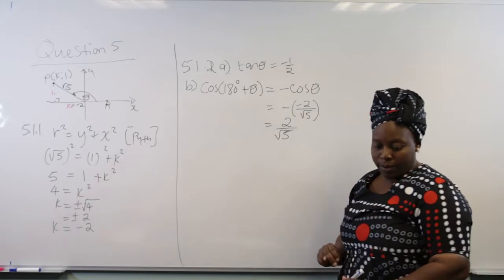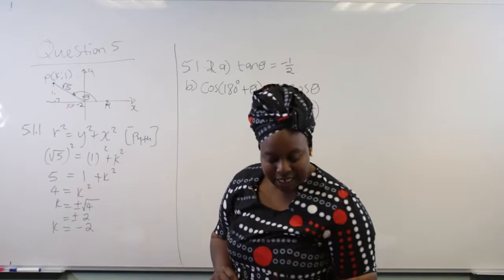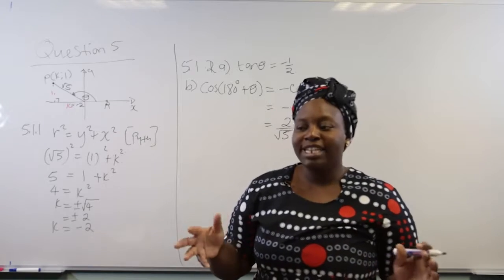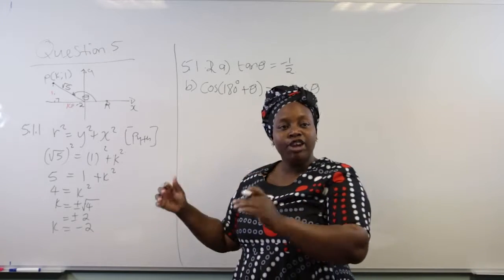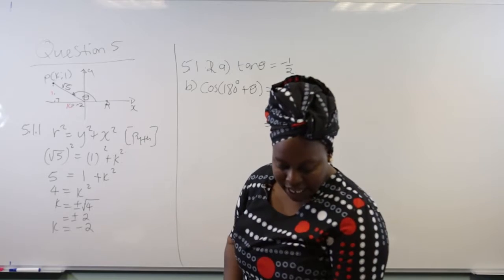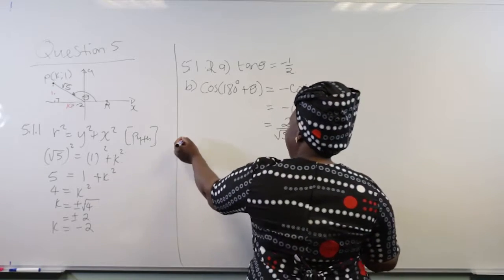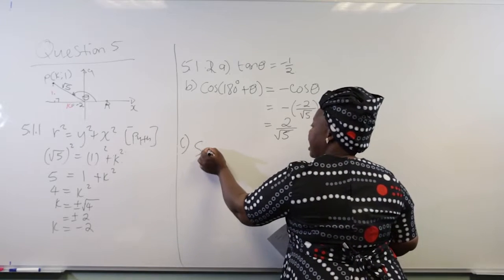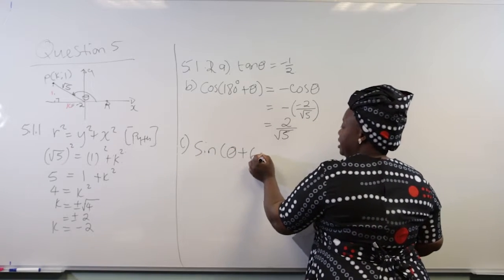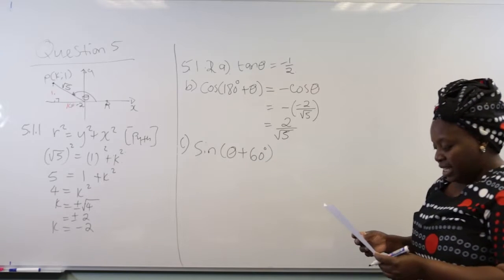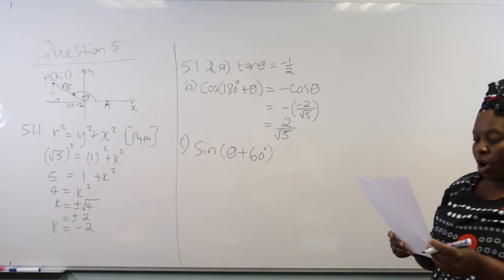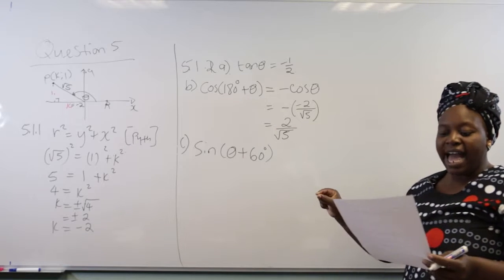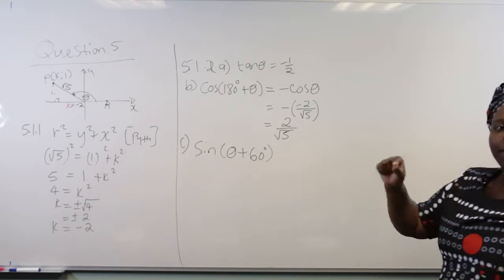of the solution. Okay, and the third one, now they are actually trying to confuse you. Do not focus on the confusion, focus on the information that you know, logic, and that's what we need. This is number C, still on 5.1.2. They said sine theta plus 60, and the question was, you need to calculate without using the calculator the value of sine theta plus 60.